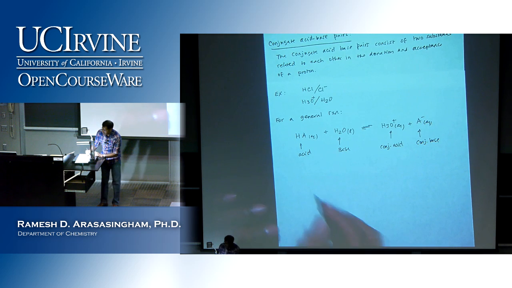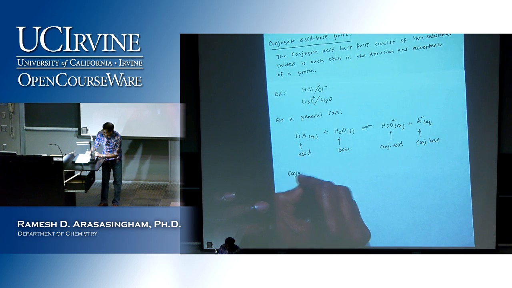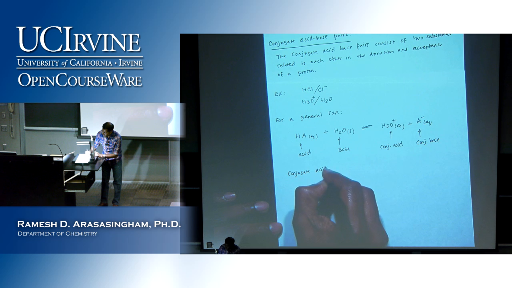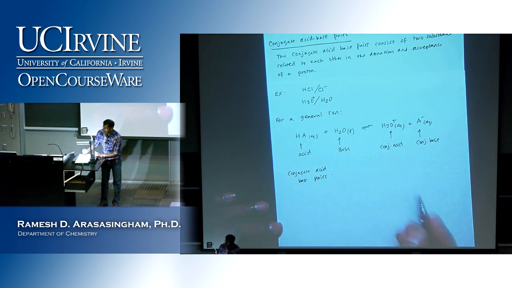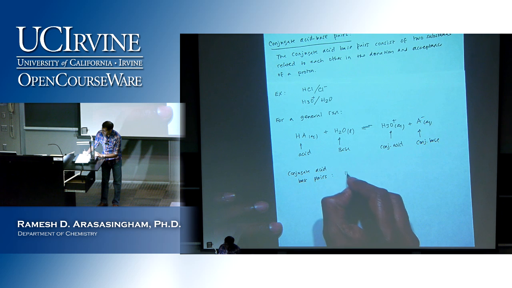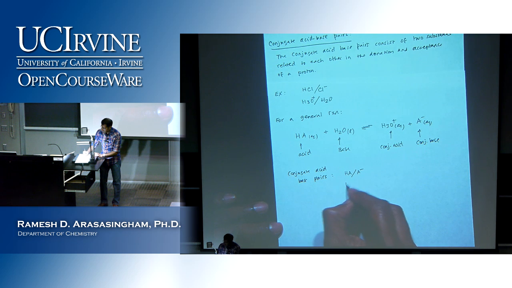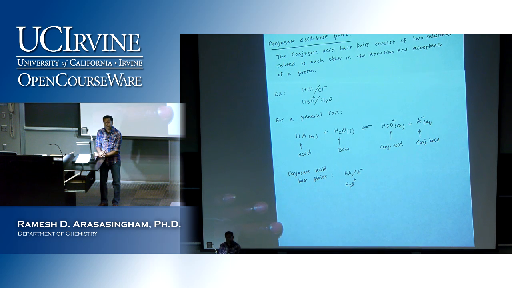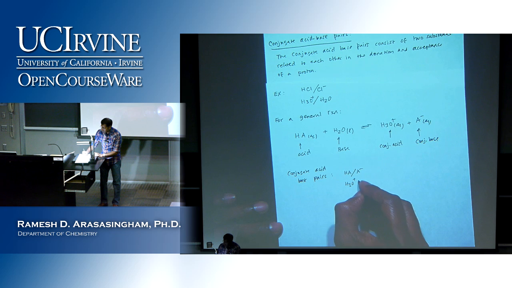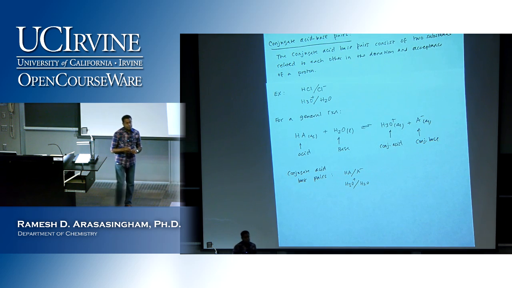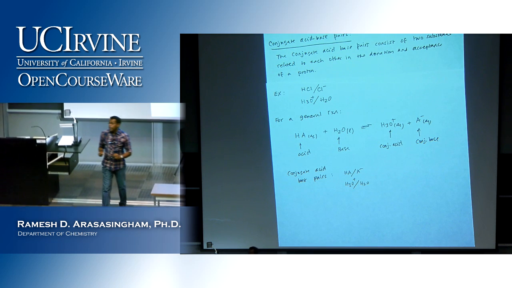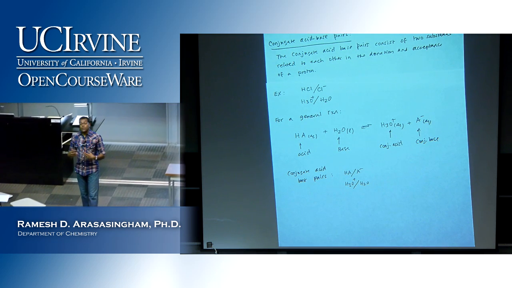If you want to look at the conjugate acid-base pairs, in this you have two conjugate acid-base pairs. The acid form is HA, and its conjugate base would be A minus. For the second one, the acid form would be H3O plus, and its conjugate base would be H2O. Now, this is an equilibrium.